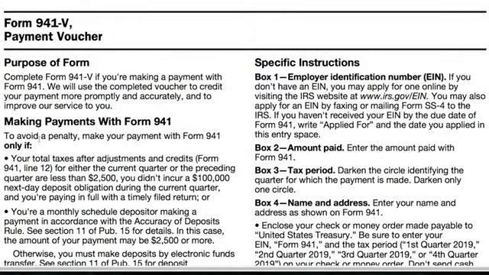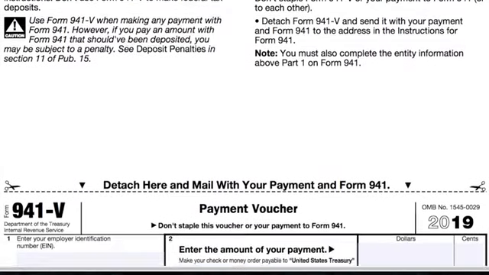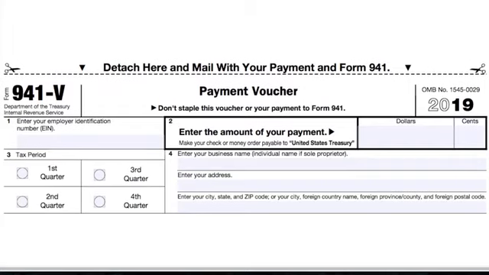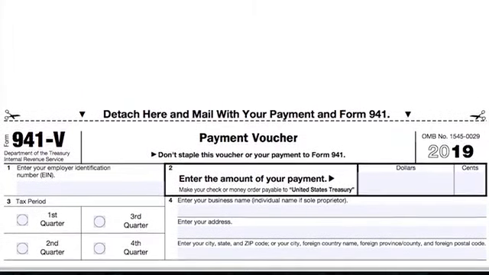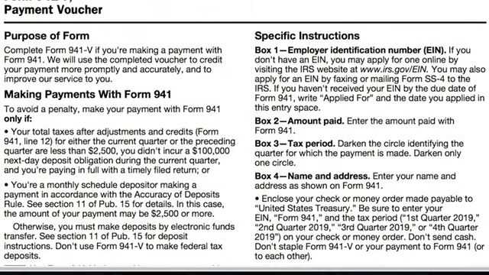The last page of Form 941, if you scroll down to the bottom, is a payment voucher. This is included in case you're sending in payment of taxes along with your Form 941. Not all businesses are allowed to send in payment with Form 941, but in some cases, if your tax liability is pretty low, you can send in payment. Otherwise, most businesses make payments and deposits with the electronic tax payment system.